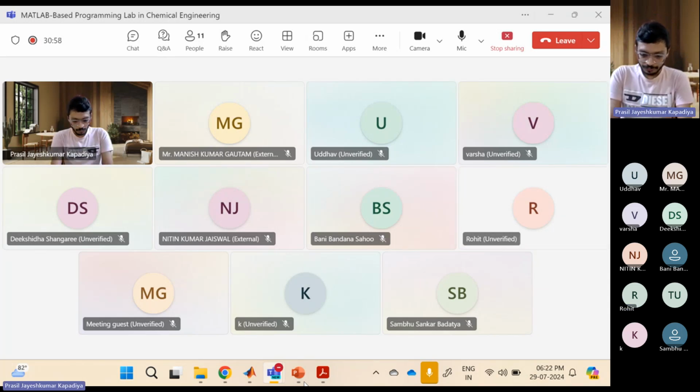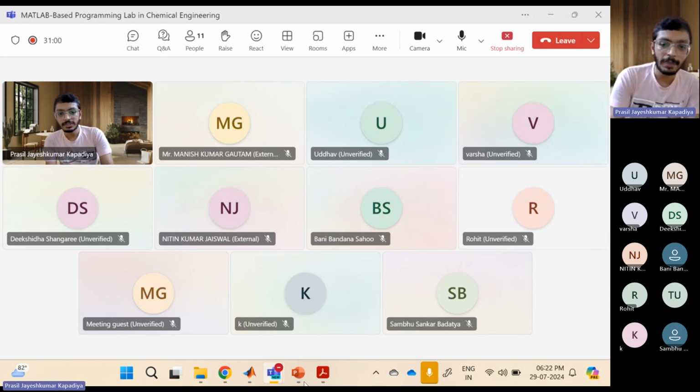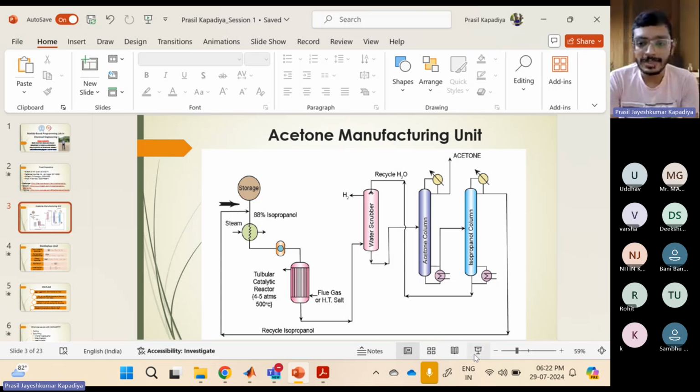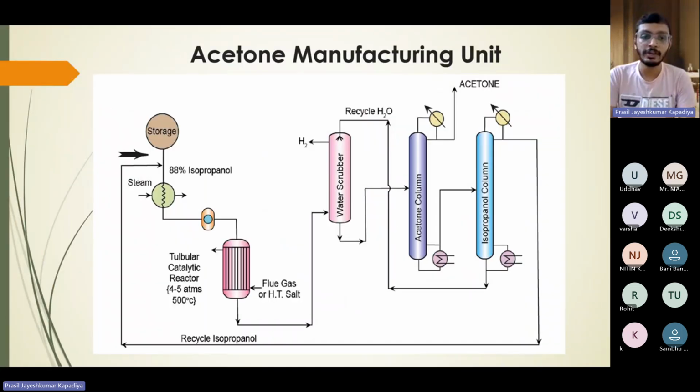Okay, so this was the plant. Let's list down the equipment involved here. We have one storage tank, then one heat exchanger, then one compressor. Let's say if I have liquid, then I will have a pump, not a compressor. Then I have a reactor. Then I have a distillation column.